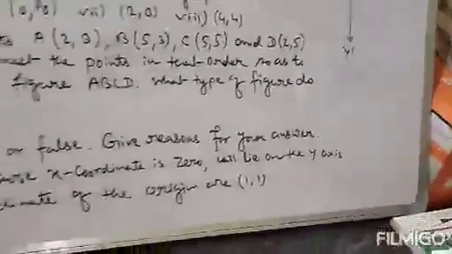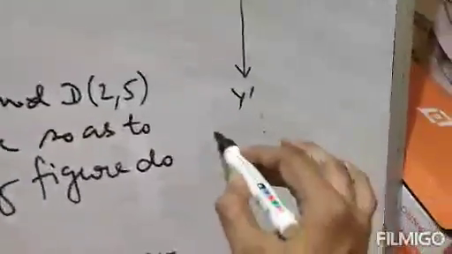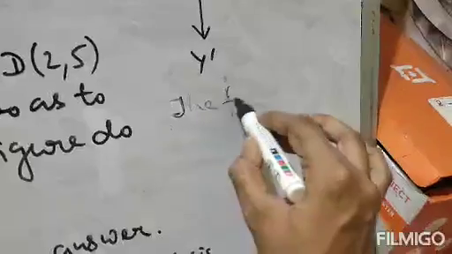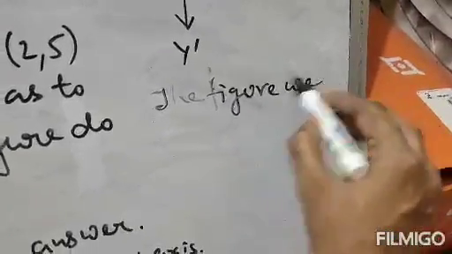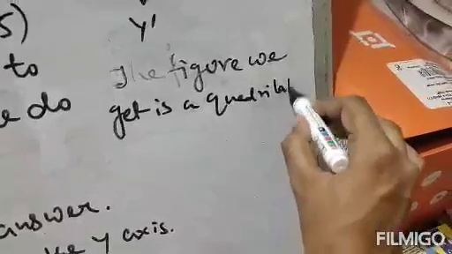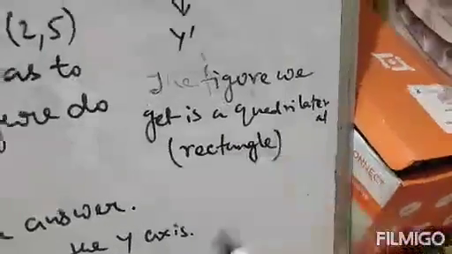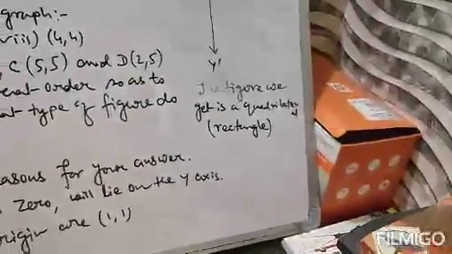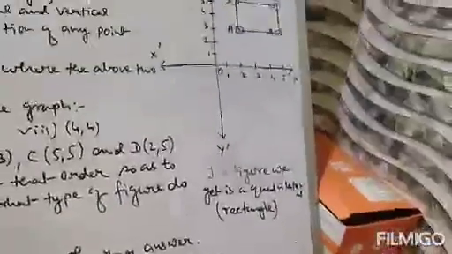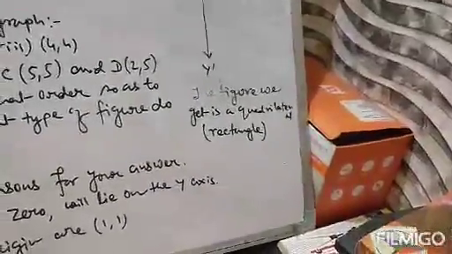So just write what type of figure do you get. Just write the figure we get is a quadrilateral. Just write in bracket, rectangle. Clear? So if you specify, the answer is rectangle. It must be a quadrilateral because it is bounded by 4 sides. But if you specify which quadrilateral, then it will be a rectangle. Clear? So this is complete.